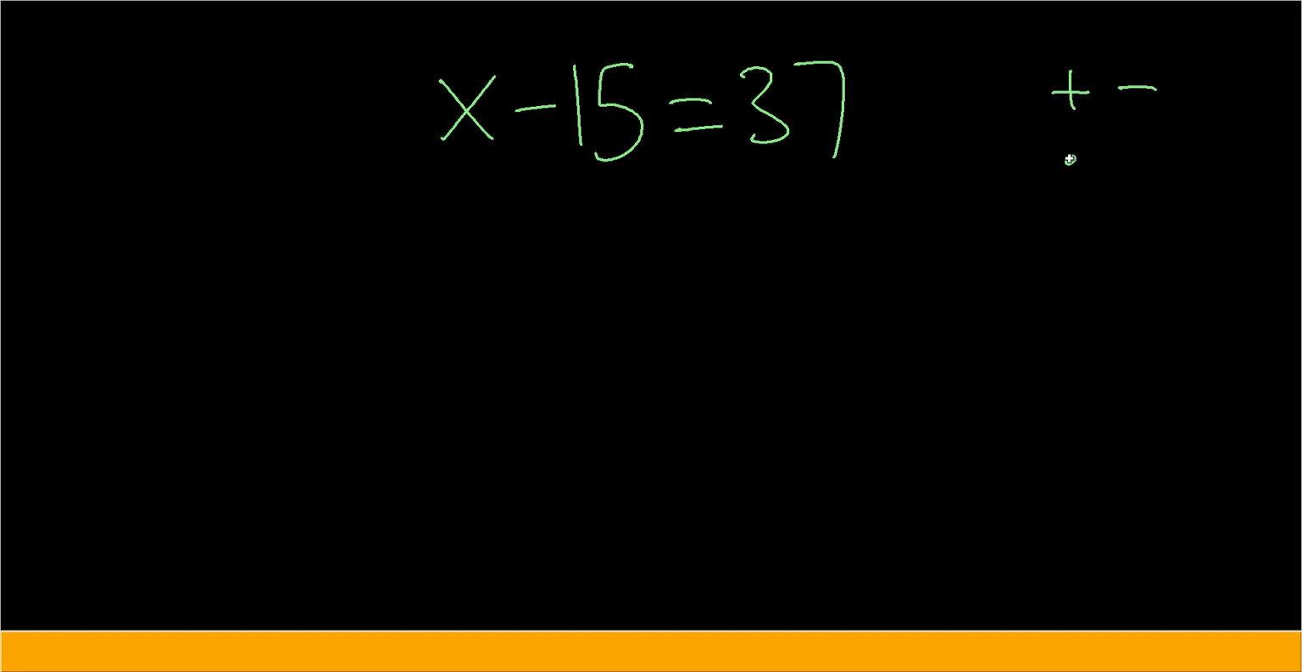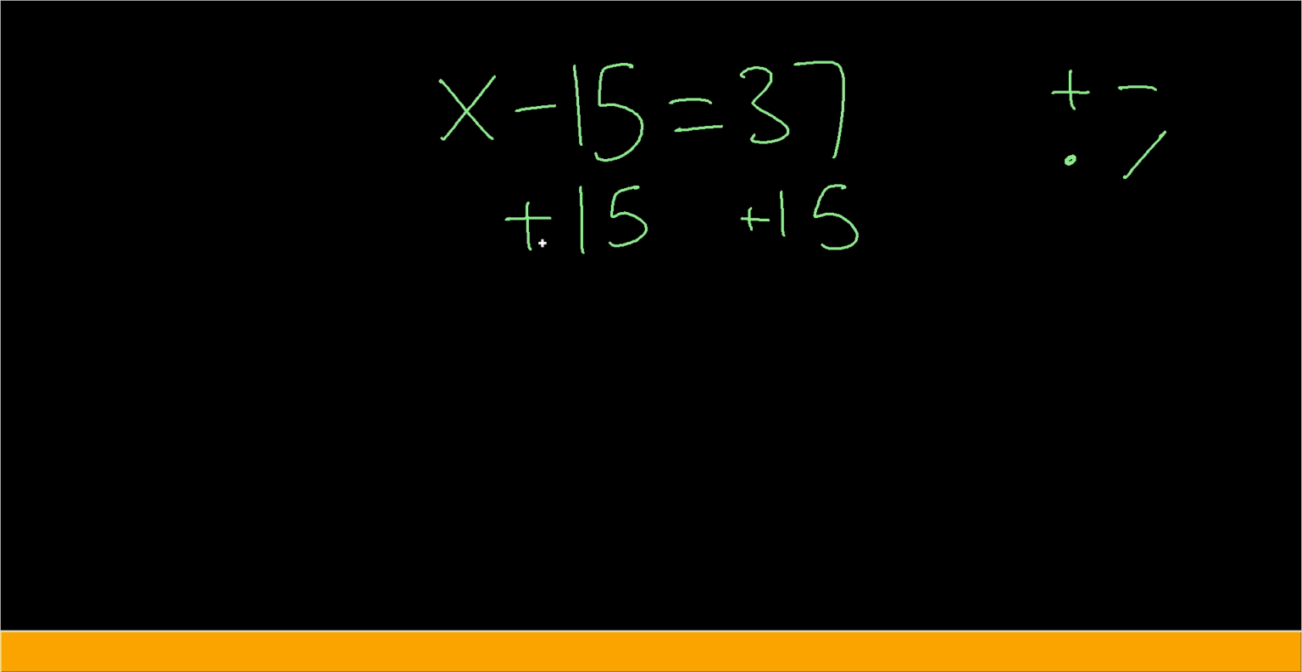Now what if we have a subtraction instead of a plus? So x minus 15 equals 37. Well, just like we talked about before, we want to do the opposite arithmetic. So here, instead of a plus, we see a minus, and the opposite of minus is plus. So we're going to add 15 to both sides instead of subtract. Because this is a minus, we're going to add 15.